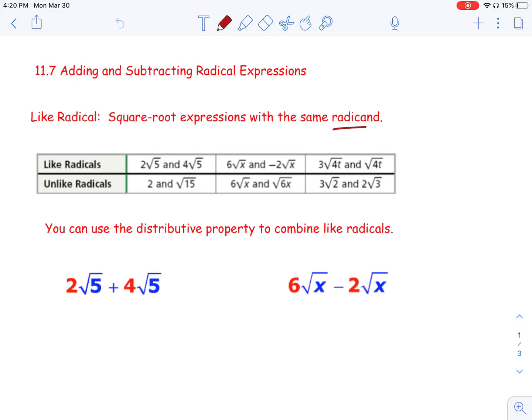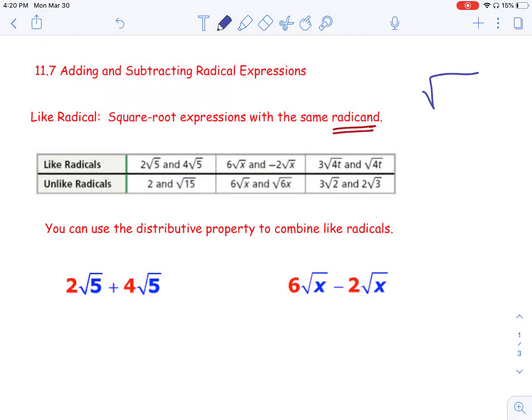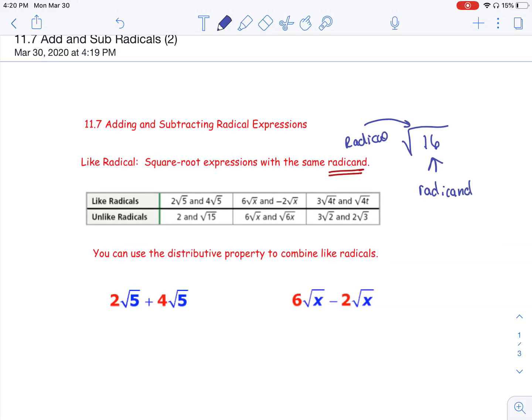So radicand is probably a new word for you. If I see the square root of 16, the bar over the 16 is my radical, and the number underneath my radical is called the radicand. So if you hear people saying the radicand has to be the same, it's that number underneath.